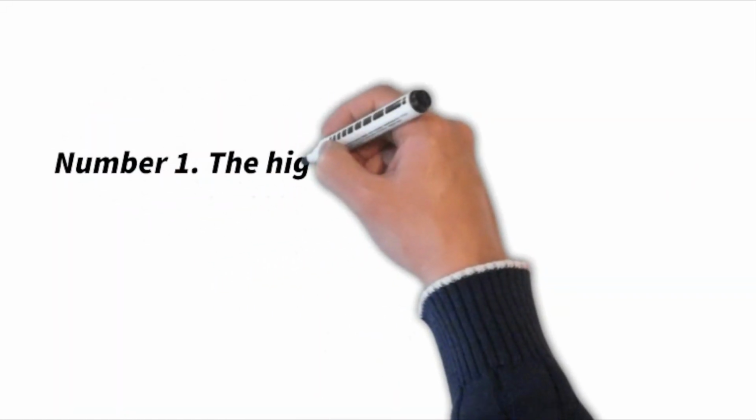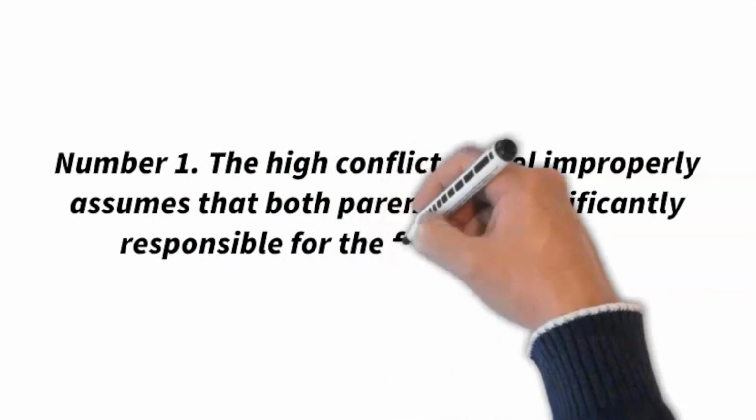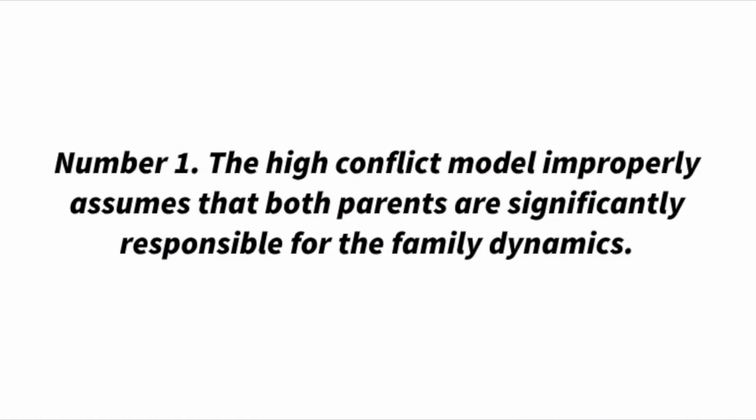Number 1. The high conflict model improperly assumes that both parents are significantly responsible for the family dynamics. It fails to properly consider the possibility that one party might be the aggressor and the other is in defense mode, trying to manage a horrific family crisis. From both clinical and legal perspectives, use of the high conflict model in a case of parental alienation is one of the worst mistakes one can make, but most professionals use it.